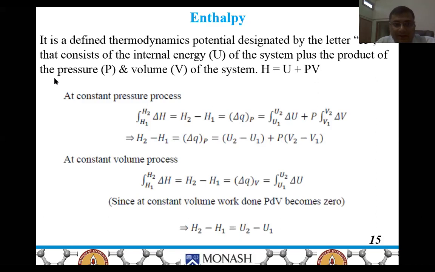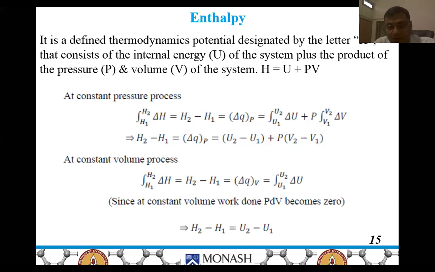Now, enthalpy. Enthalpy is defined as a thermodynamic potential, represented by the capital letter H, and it consists of internal energy U and the product of P and V. So H is equal to U plus PV. Now, if we are moving from state 1 to state 2 at constant pressure, integration of delta H from H1 to H2 will be H2 minus H1, equal to delta Q at constant pressure, which is, since it is U plus PV, integration U1 to U2 of delta U plus P times integration V1 to V2 of delta V. Here, at constant pressure, P comes out of the integral. So H2 minus H1 is equal to delta Qp.